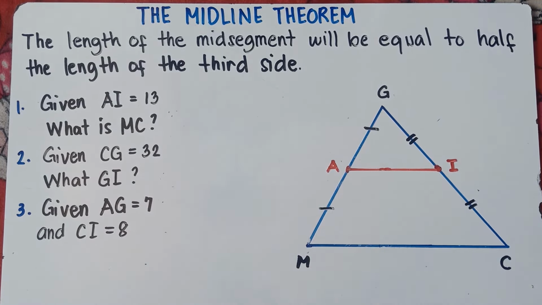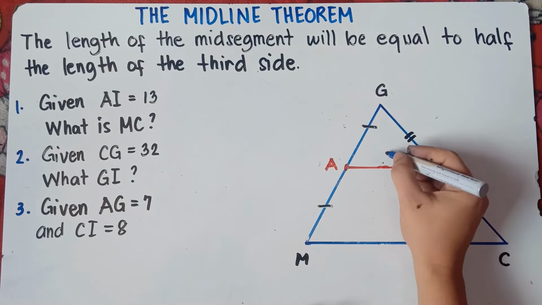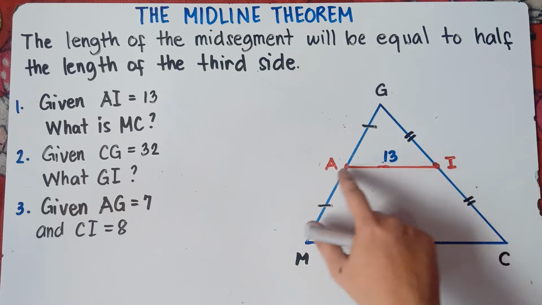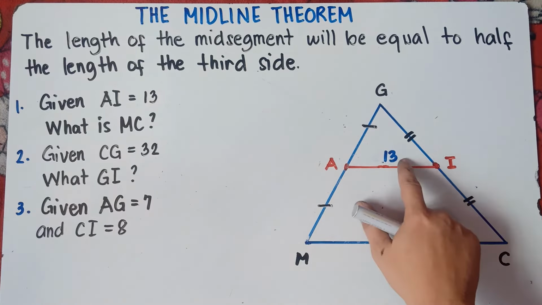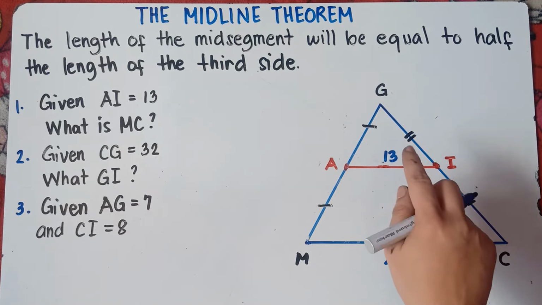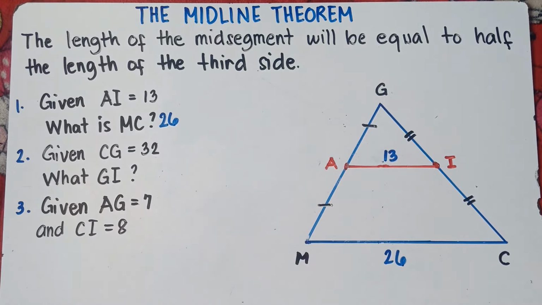Number one. Given AI is 13, what is MC? So, we have AI is 13, and we're looking for MC. What's the length of MC, class? That's correct. It should be 26. Why is that, sir? Because half of 26 is 13. To get MC, just simply multiply AI by 2. 13 times 2 is 26, because half of 26 is the measure of the mid-segment. That's the answer for number 1. Easy, right?